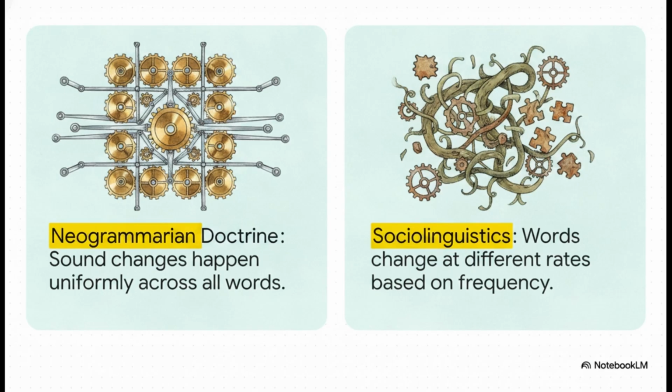But contrast that with actual sociolinguistic research from experts like Hugo Schuchardt back in the day, and much later, modern research into lexical diffusion by William Labov. Their findings show a way messier reality. Words actually change at completely different rates based on how frequently they're used.